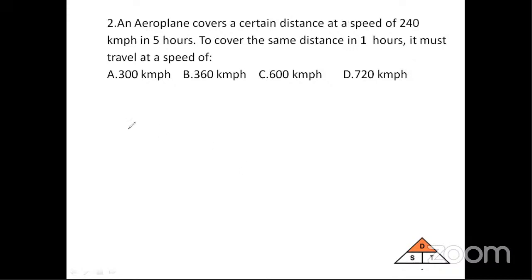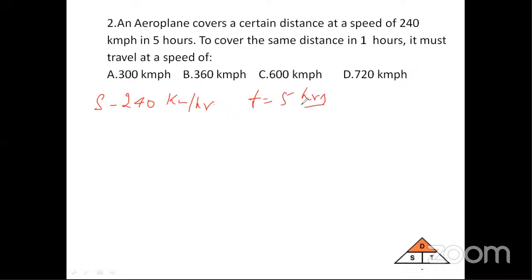Okay, now observe this. It says an aeroplane covers a certain distance at a speed of 240 kilometers per hour in 5 hours. So what is given? Speed is given already, right? Speed is 240 kilometers per hour. Time is given. Time is 5 hours.